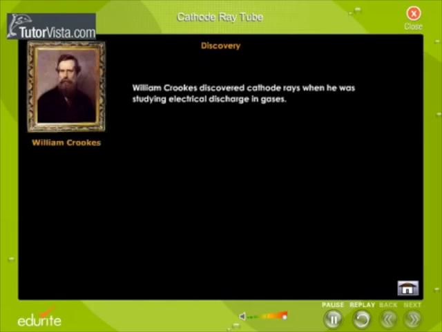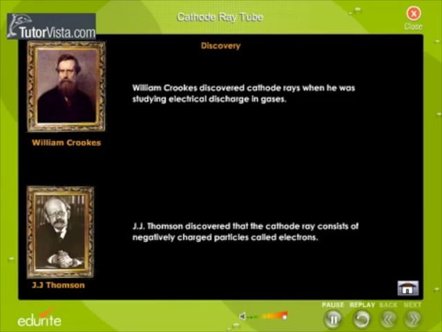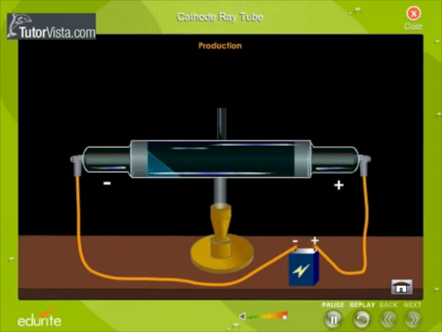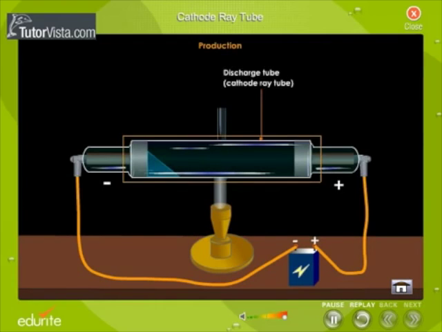Discovery. William Crookes discovered cathode rays when he was studying electrical discharge in gases, whereas J.J. Thomson discovered that the cathode ray consists of negatively charged particles called electrons. Production. Cathode rays are produced in a discharge tube. Hence, the discharge tube is generally referred to as the cathode ray tube.